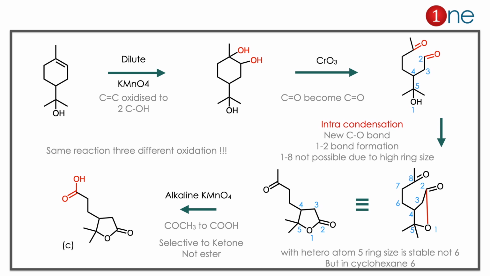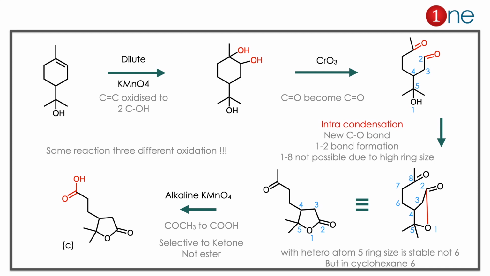Then you have the possibility of diketone and intramolecular condensation there, because you have alcohol and C=O inside. So the alcohol tries to close the ring. An important thing you should know is the ring closure size, the ring size. Ring size 5 is favorable in terms of heteroatom, but in cyclohexane it is 6-member. Here a 5-member ring is formed. Attack on the other side ketone leads to a larger unstable ring. Here a stable 5-member ring. In the next step you are using alkaline KMnO4.